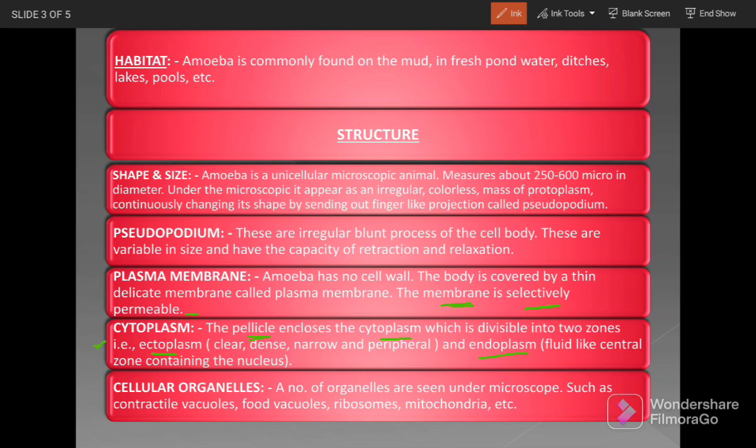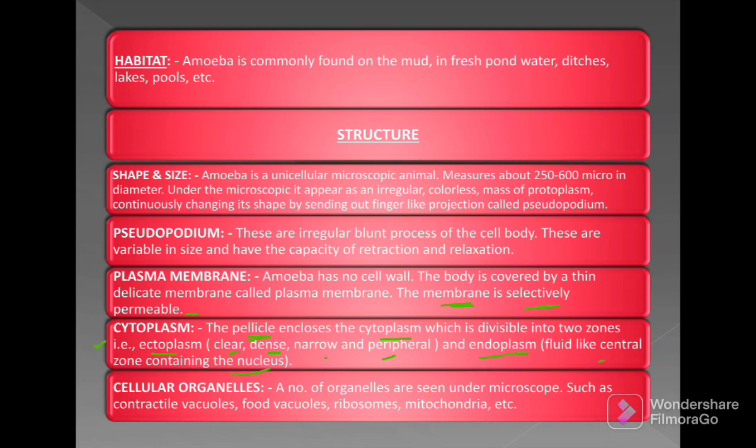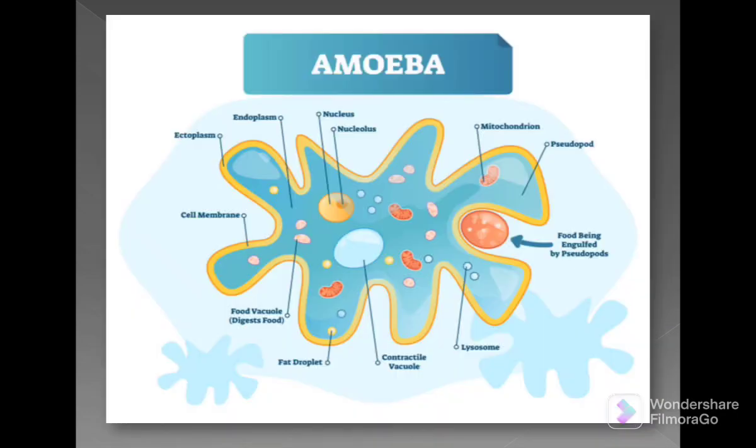So first of all, to understand cytoplasm: the pellicle encloses the cytoplasm, which is divisible into two zones. Ectoplasm is a clear, dense, narrow and peripheral zone, and endoplasm is the fluid-like central zone containing the nucleus. Now I will show you the image of the amoeba, then you can understand which region is called ectoplasm and which is endoplasm.